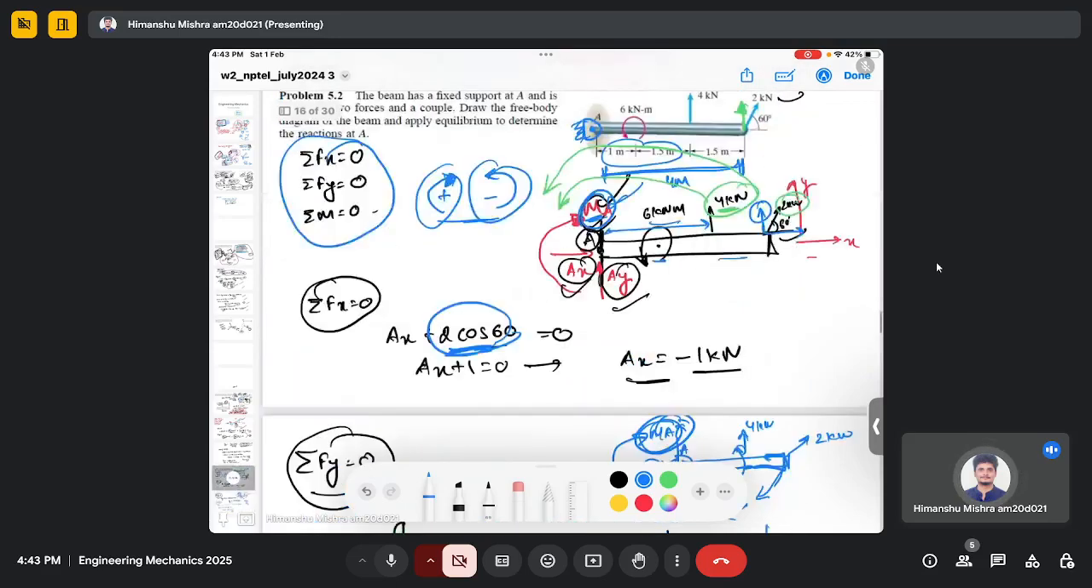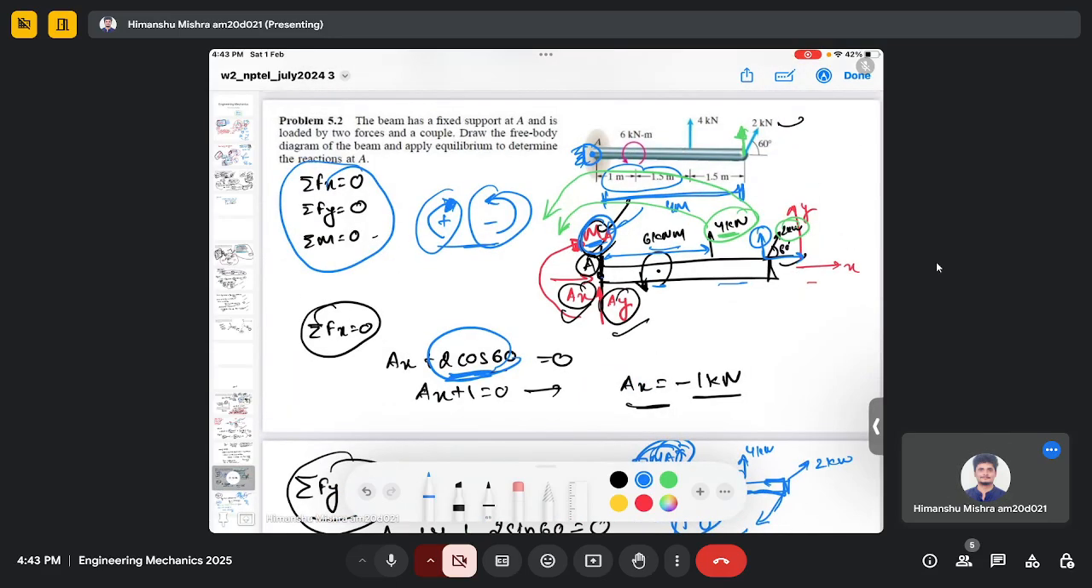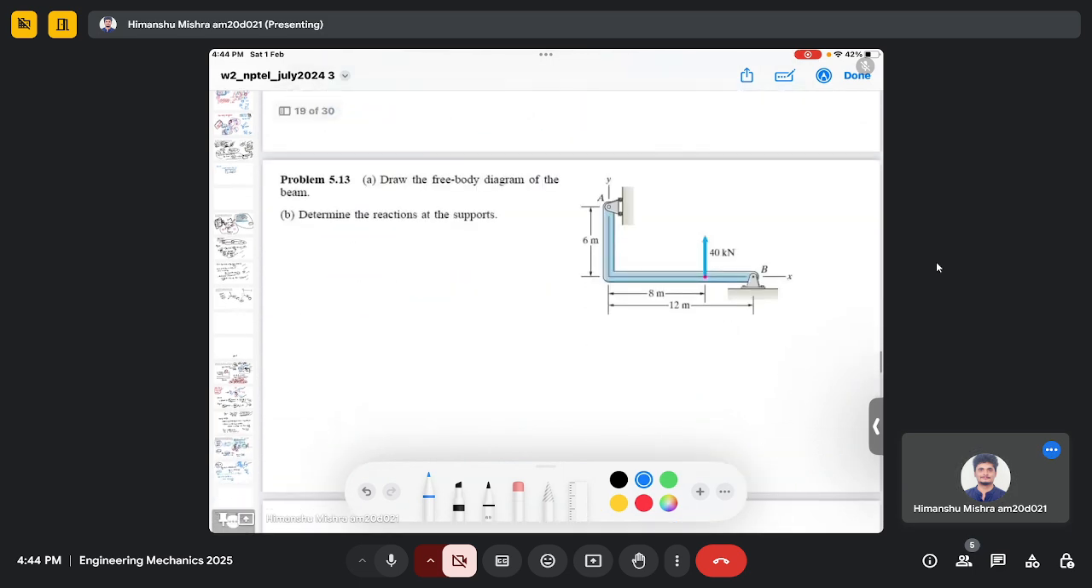So any doubt in this problem? So we can solve the next problem here.